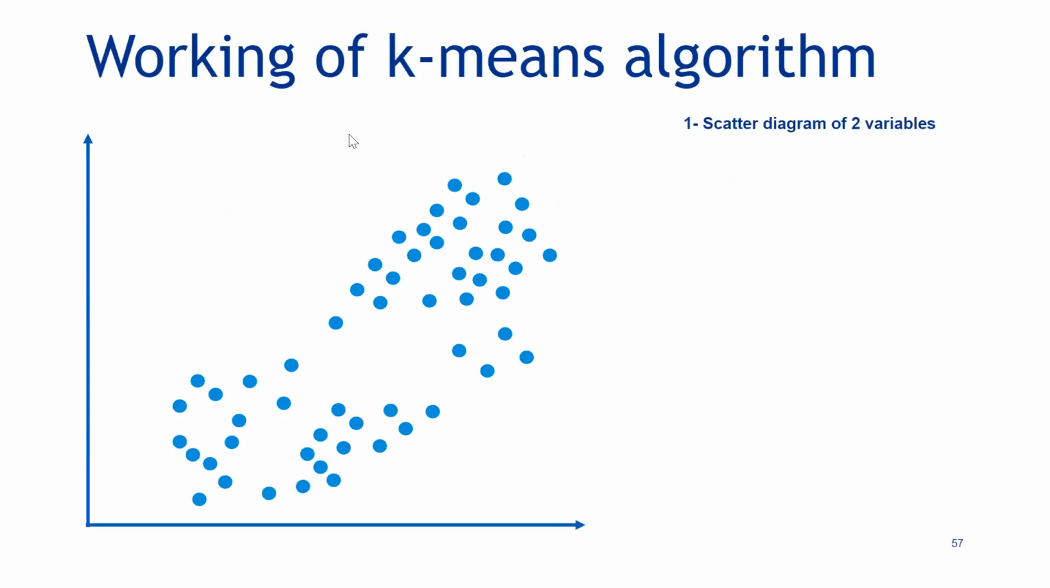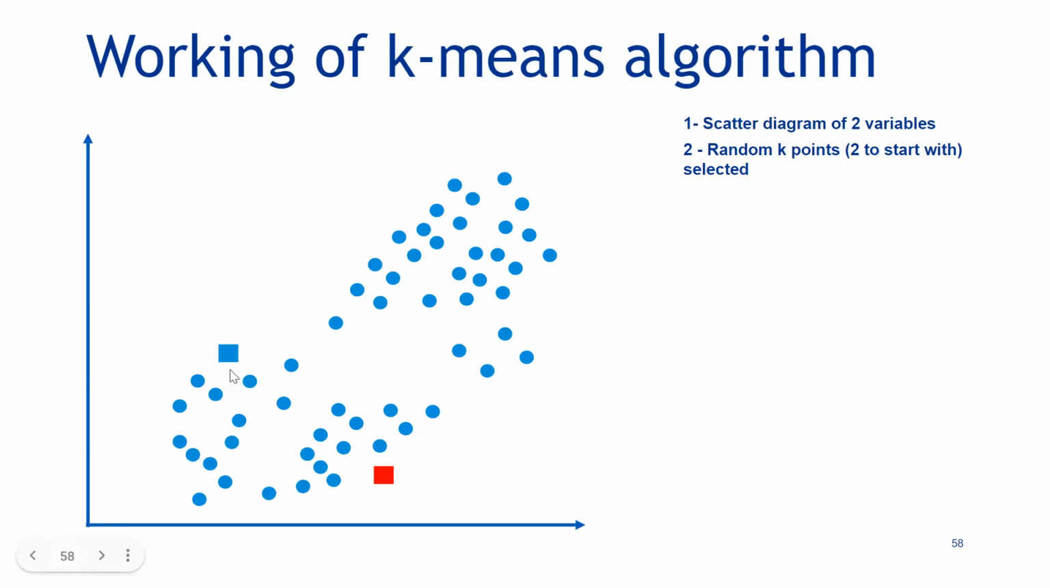Okay, let's take one more example, the working of the k-means algorithm. So this is a scatter diagram. What is a scatter diagram? A scatter diagram basically gives us a relationship between 2 variables. So we are applying the k-means algorithm on this data. First of all, we will decide how many clusters we need. So we are taking 2 clusters and then we are randomly choosing 2 centroids.